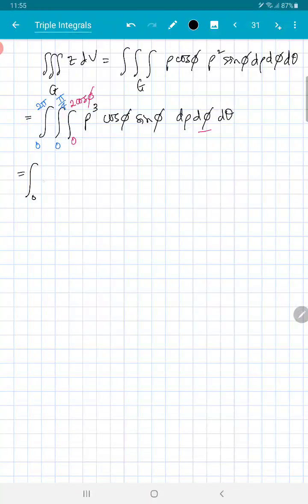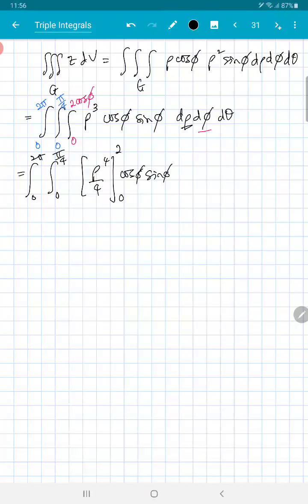The first one, the inner integration, is with respect to rho. Here we consider cos phi and sine phi as constant. So integrate rho cubed, we get rho to the power 4 over 4, and then replace rho with the upper and lower limits. We still have d phi, d theta. Replacing rho with the upper limit 2 cos phi, we get 16 cos to the power 4 over 4.